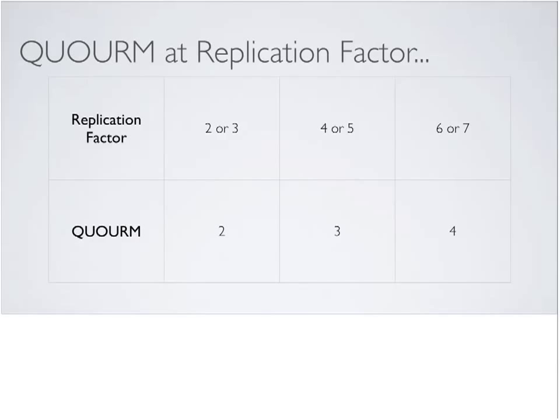And the quorum is a simple idea. You take the replication factor, divide it by 2, and add 1. So the replication factor of 3 has a quorum of 2. Replication factor of 6 has a quorum of 4. And you can see as your replication factor increases, the number of nodes that you can have down and unavailable and still maintain a quorum increases as well.